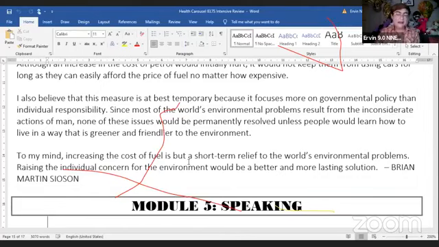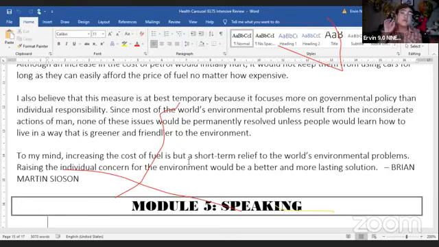What's the effect? But when you write "result from," it means to say the cause. Okay? Result from, correct. Result in, correct. But result to, wrong. Moving on. From the inconsiderate actions of man. So he is not yet finished with his descriptive words. So now there's inconsiderate. Inconsiderate actions of man.